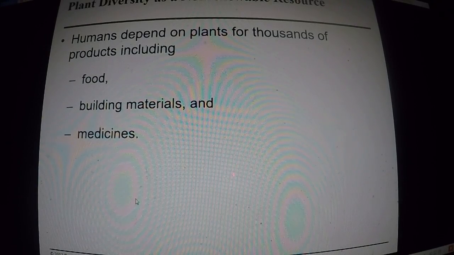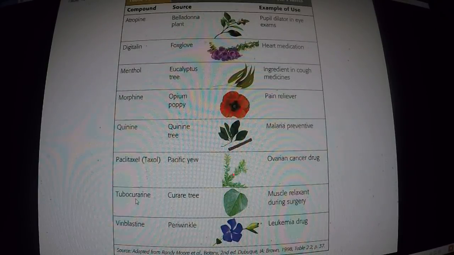Humans depend on plants for thousands of products, including food, building materials, medicines. Atropine, from the belladonna plant, is a pupil dilator for your eye exams. Digitalin, from foxglove, is for heart medication. Methyl, an ingredient in cough medicines. Morphine, pain reliever. Quinine, malaria preventative. Taxol, from the Pacific yew, an ovarian cancer drug. Curare tree, a muscle relaxant during surgery. Vinblastine, from the common periwinkle, for a childhood leukemia drug.